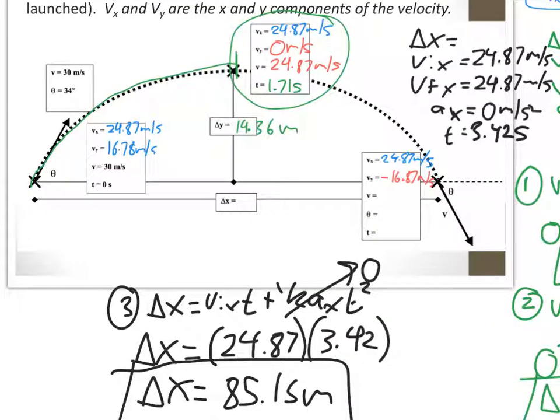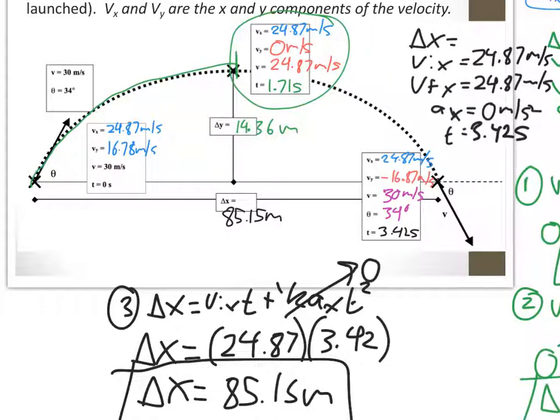I can now finish filling in this chart here because now I know everything. So that x displacement I just solved for, that's going to be the 85.15 meters. I also found my time by just doubling my time to the peak. It was 3.42 seconds. I still need to find the magnitude of my final velocity and the angle. However, if I look carefully, these components and these components are identical, which means that my overall velocity when I land, that magnitude, is going to be 30 meters per second. And the angle is going to be 34 degrees.